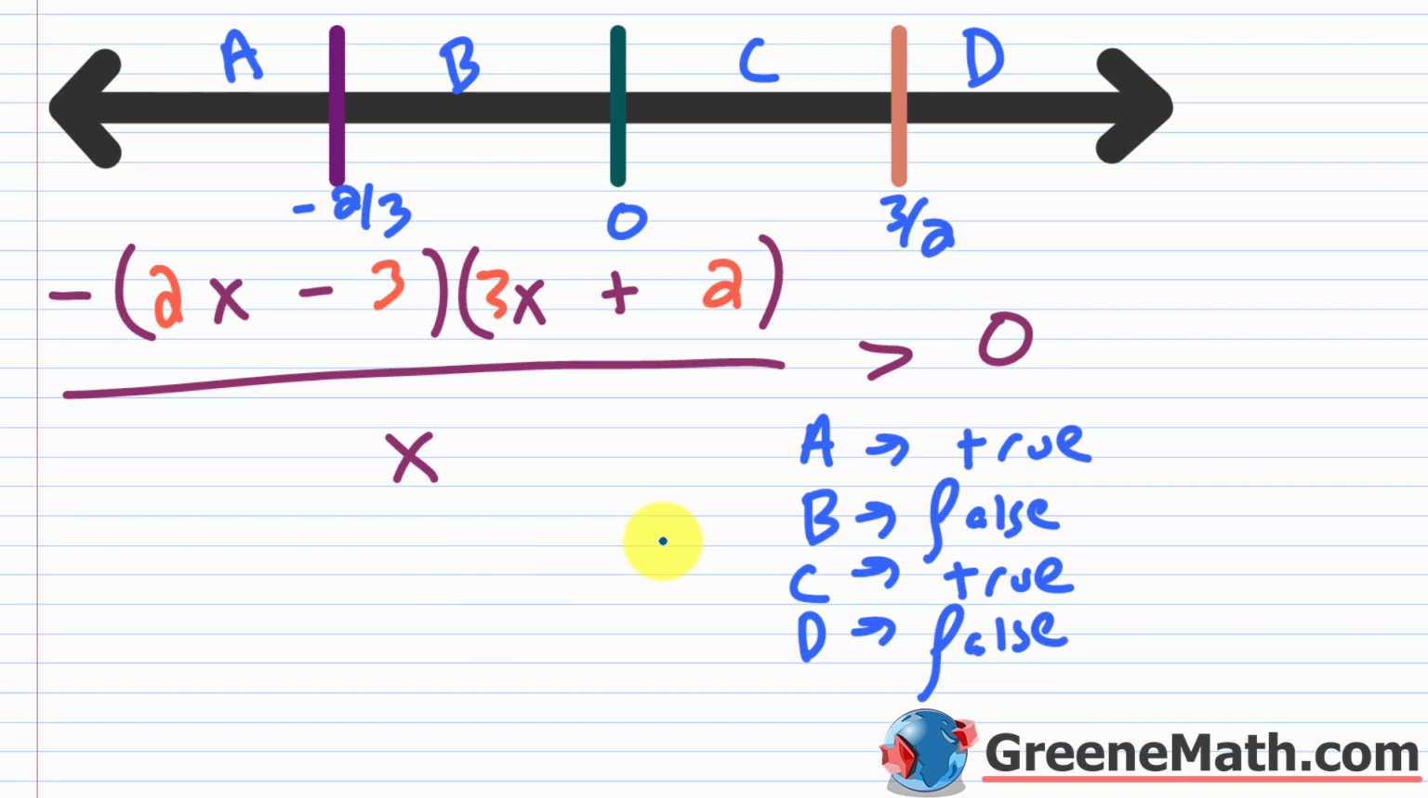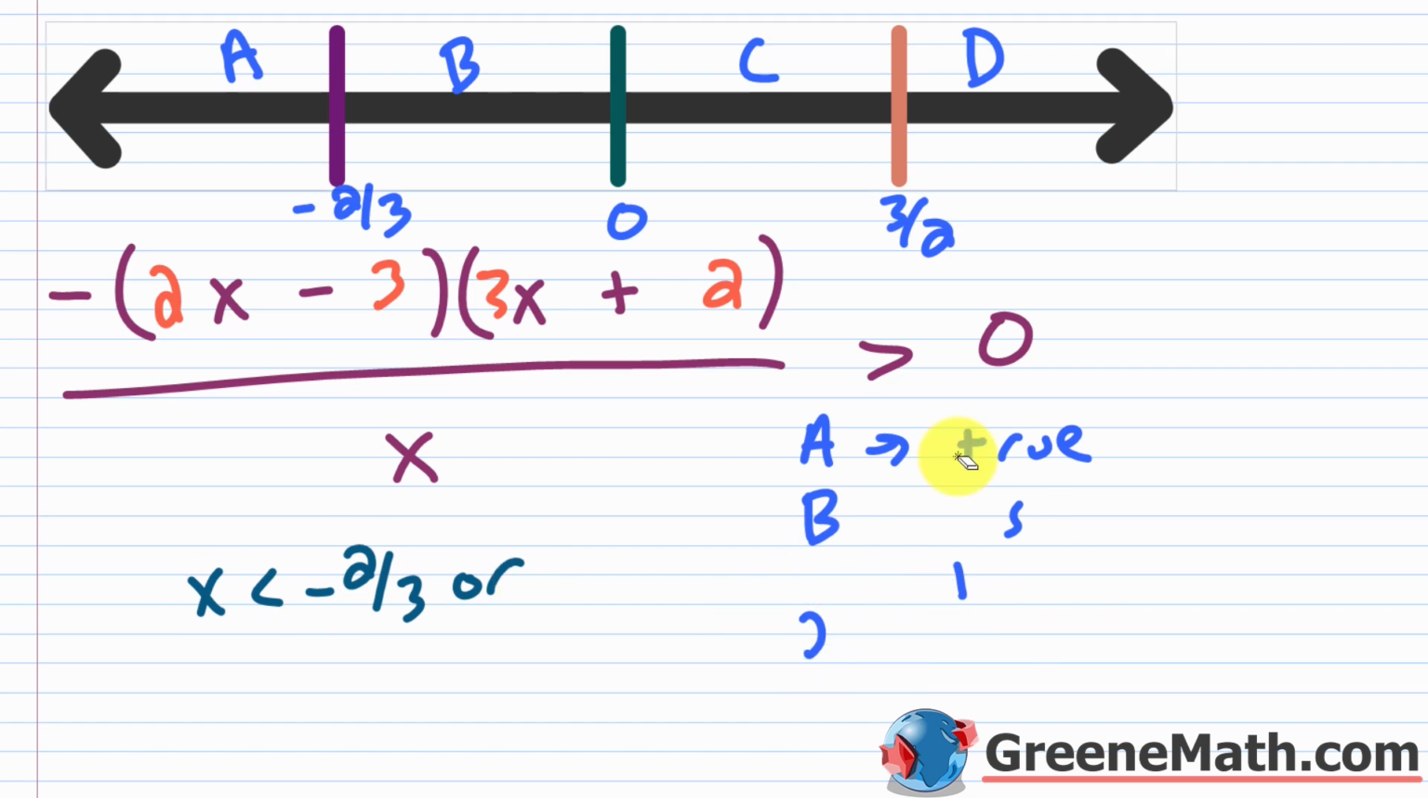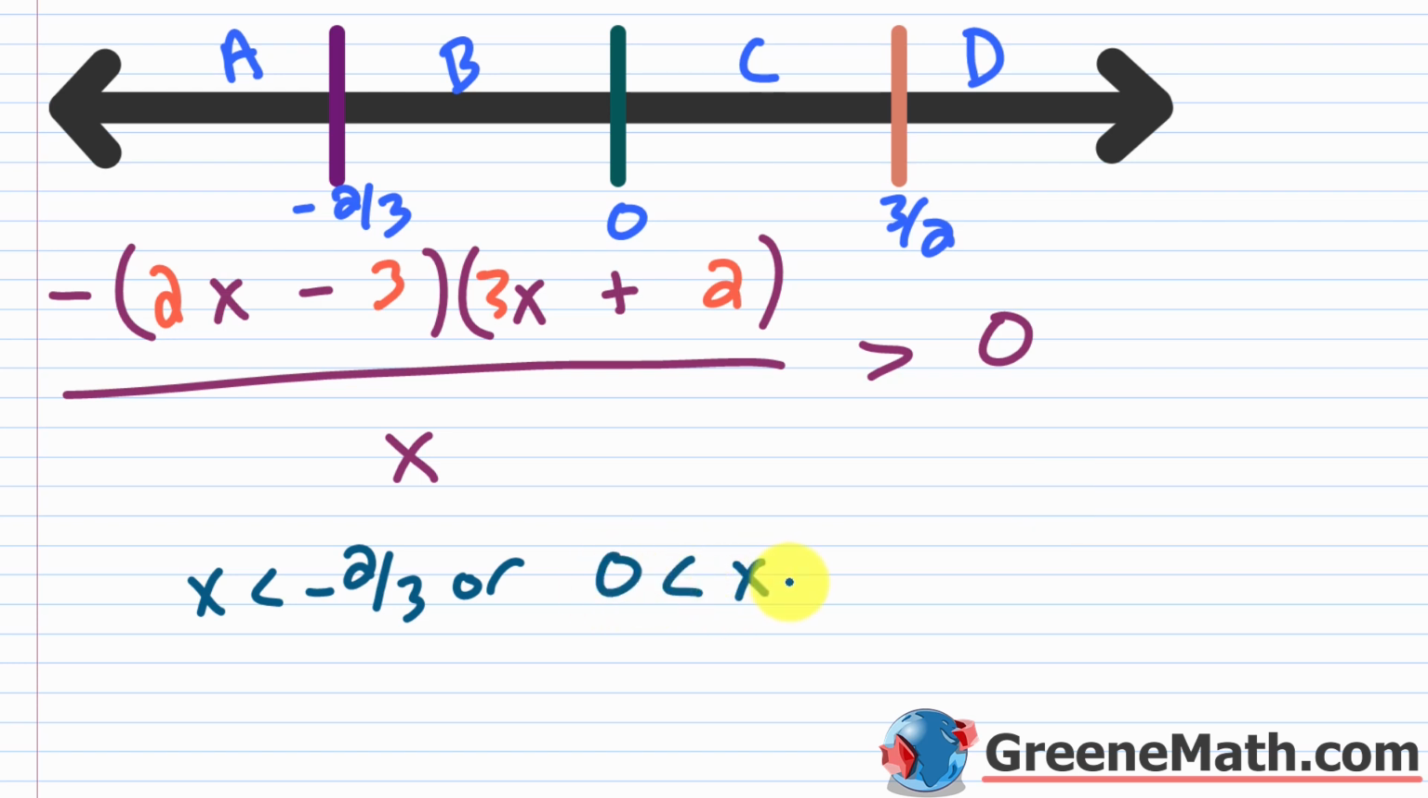So to put everything together and get a solution, again, we know that negative 2/3, 0, and 3 halves, they're all excluded. We talked about that already. So anything in interval A is going to work. So that's less than negative 2/3. So x is less than negative 2/3. Then or anything in C is going to work. So that's between 0 and 3 halves. So basically, I would say that x is greater than 0 and less than 3 halves.